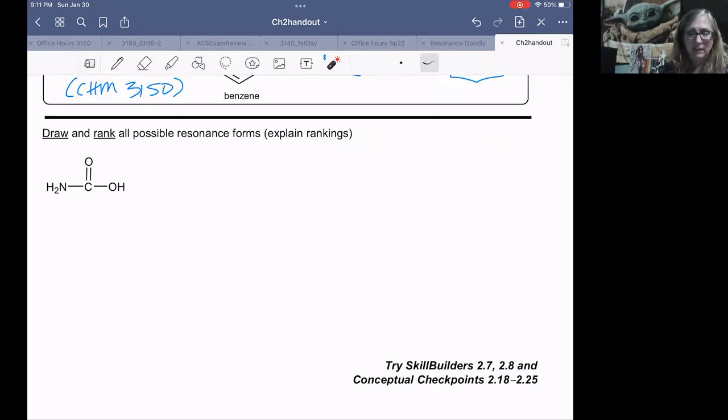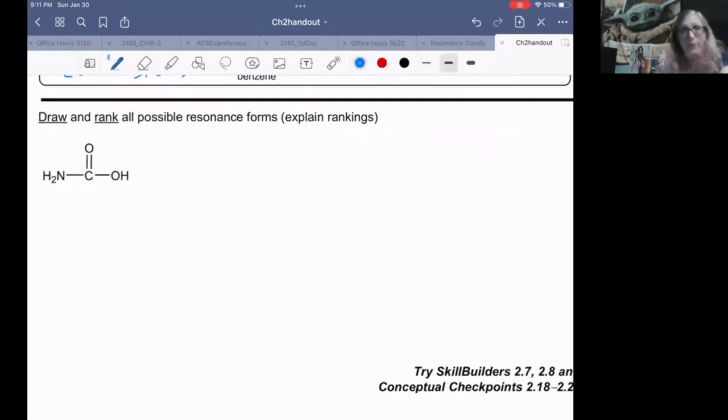All right, so let's take a look at an example where we look for resonance, and then we rank the resonance forms to see which one is the best contributor, which one's the second best contributor, and so on. First of all, let's fill in any lone pairs to make sure we have all of our electrons shown before we start shuffling around electrons. Remember, that's what resonance is, shuffling around lone pairs and pi bonds. So every oxygen has 2 lone pairs, and every neutral nitrogen has 3 bonds and a lone pair.